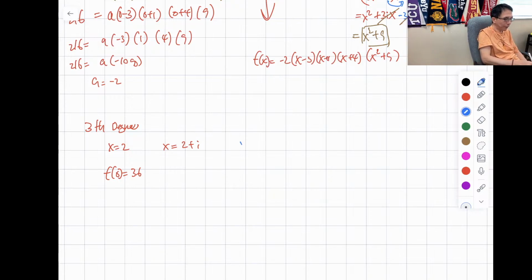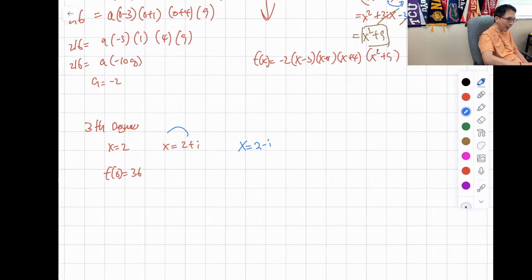What is this inferring? What's another complex solution there? 2 plus i, what's the other one? 2 minus i. This is called conjugate pairs. Is that okay?